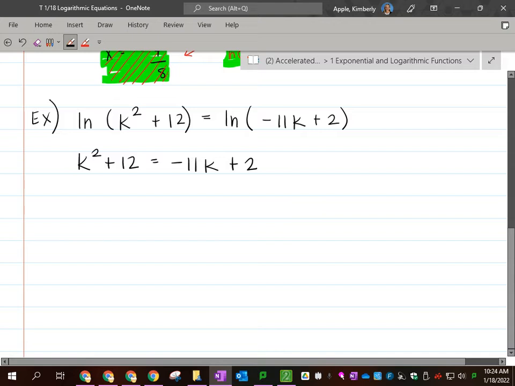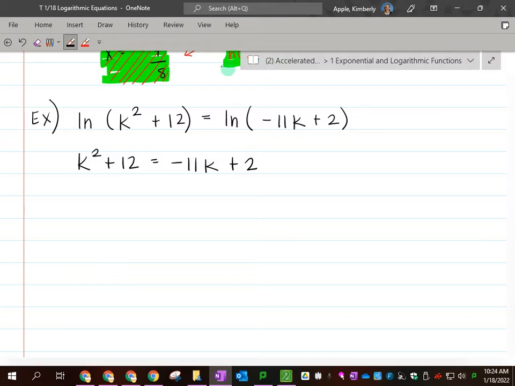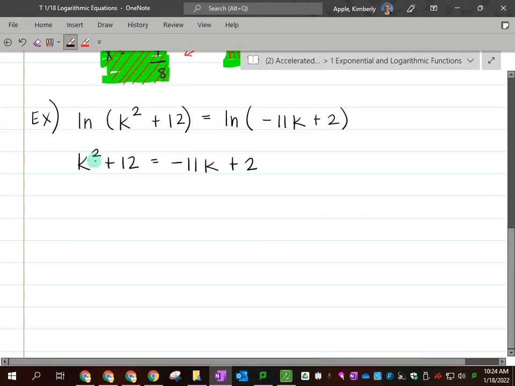Well, at this point, it's just algebra again. And just to bring you back, this is a quadratic. You can tell because of the squared variable. So we need to put this in standard form so we can factor it. So this will be k squared plus 11k. I just moved this over here. Then I'm going to subtract 2 from both sides, and I'll have plus 10. Remember, the standard form is descending exponent order with a 0 on the right-hand side. So that's where we have to go first, because I have to factor this.